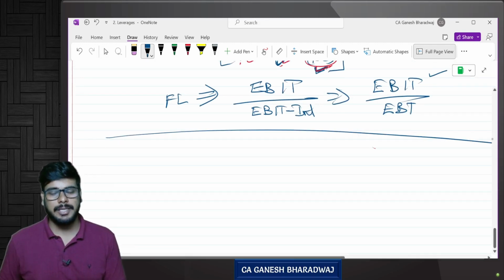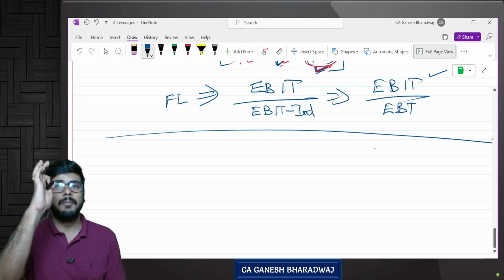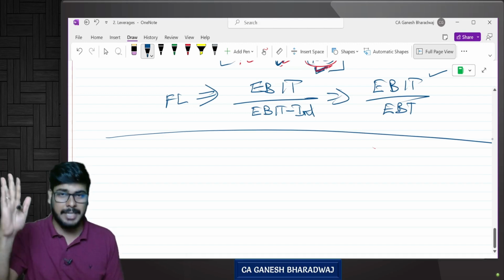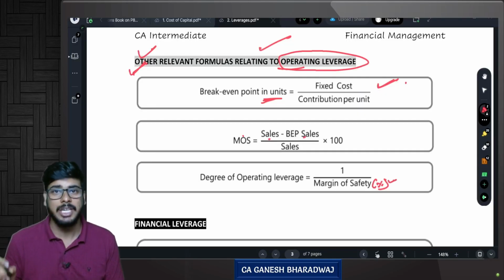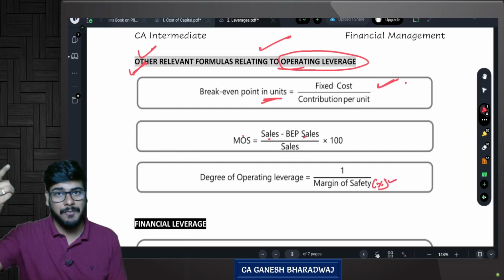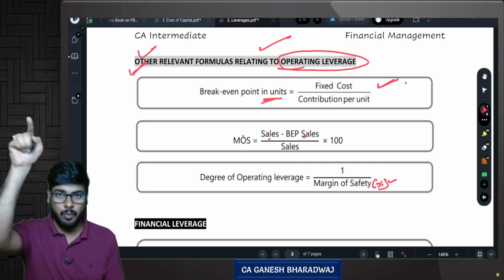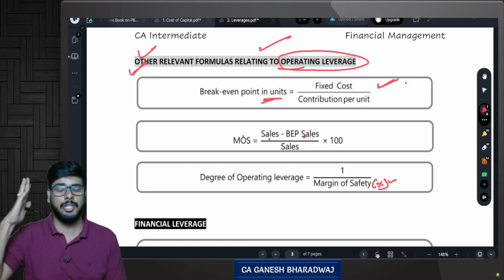See, some students say operating leverage is equal to 1 divided by margin of safety. Please don't make that mistake. You always tell yourself operating leverage is equal to 1 divided by margin of safety as a percentage. Immediately put that, because this margin of safety has to be expressed as a percentage. It can also be expressed in amount, but if you do that, you will not get operating leverage. Are you clear with this? So operating leverage is 1 by margin of safety expressed as a percentage. Always say this along so that you will never forget it.